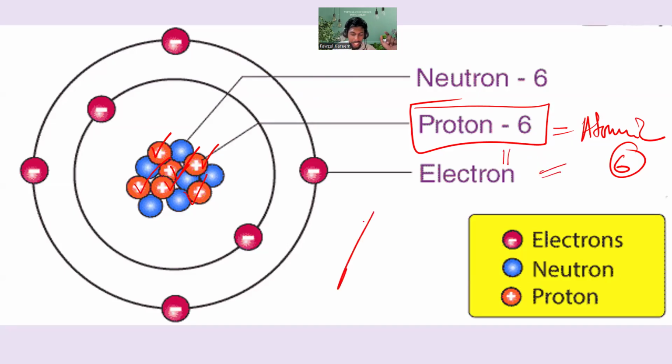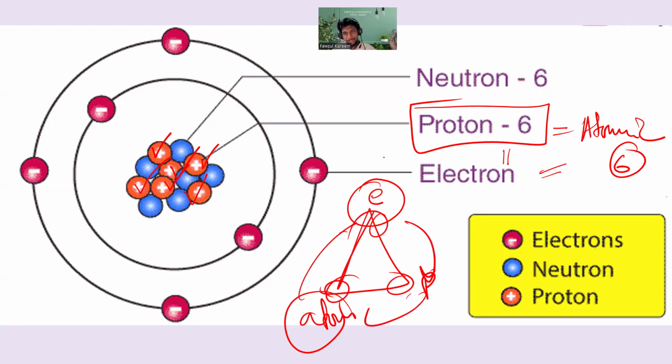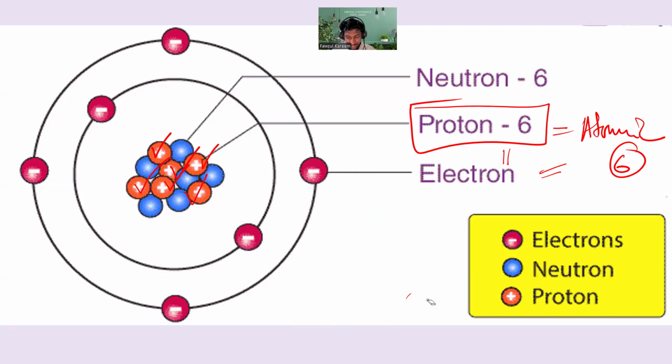It's like a love triangle, right? The number of electrons is equal to protons, protons are equal to the atomic number, which is equal to electrons. It goes around and around. This one is equal to this one, this one is equal to this one. Number of protons is equal to number of electrons. Number of protons is equal to atomic number. So the number of electrons is equal to the atomic number. Did you get the idea?